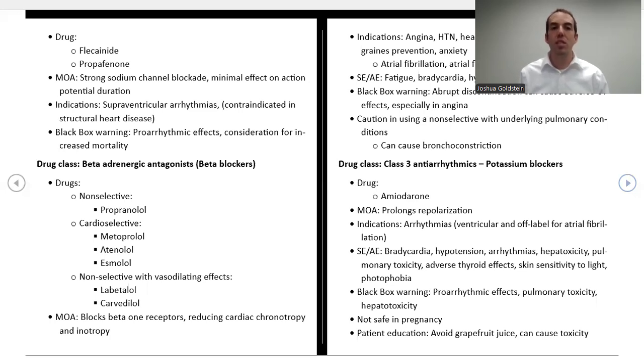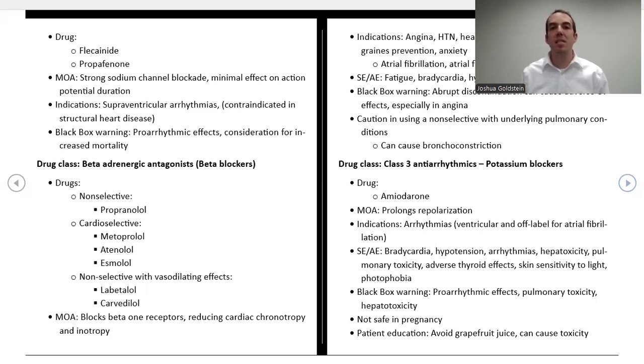These are for supraventricular rhythms, but these should not be used in patients who have a structural issue with their heart, a structural heart disease. And again, it has the same black box warning that we saw previously, that it has proarrhythmic effects, that it has a risk of developing an arrhythmia. Now, the next black box warning says consideration for increased mortality. Let me explain that if you haven't seen this before.